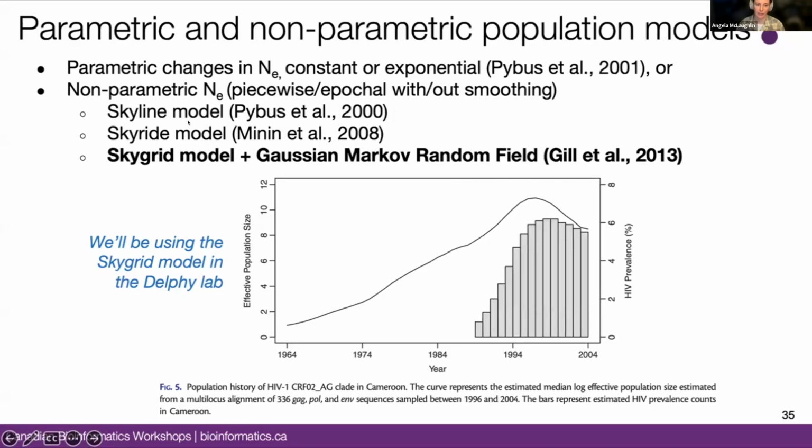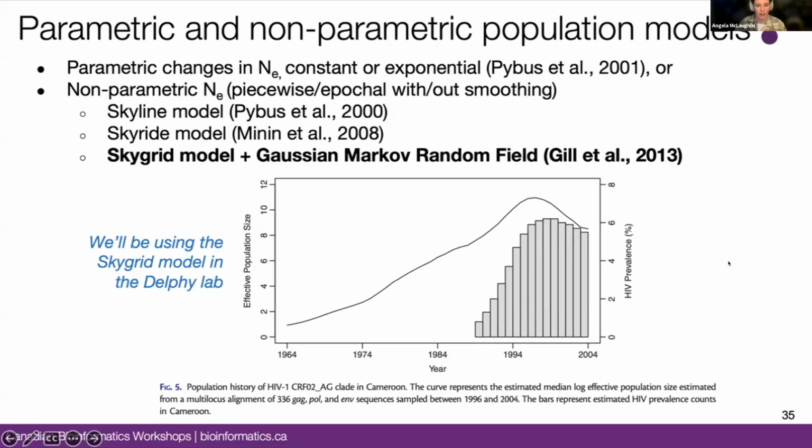Within that, some of the popular and easy to confuse models are the Skyline, Skyride, and Skygrid, which basically differ in how they're separating time into discrete bins. In our lab today, we're going to be using the Skygrid model, which can separate time into uneven categories, which is nice because sometimes you want a category to be a bit larger, and then it applies this GMRF smoothing. So the paper to look at if you're interested more would be Gill et al.